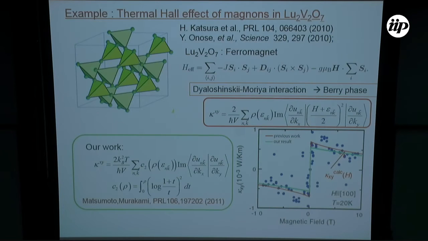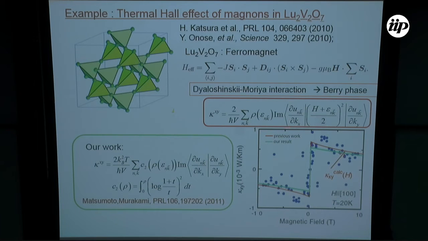Before going to that, let me give you some kind of historical background. In fact, we are not the first to consider this thermal Hall effect of magnons. There are some pioneering papers like Katsura et al. and Onose et al. In the latter paper, they consider a pyrochlore ferromagnet with a Dzyaloshinskii-Moriya interaction. In that case, the Dzyaloshinskii-Moriya interaction is the key to giving rise to the non-zero Berry curvature.